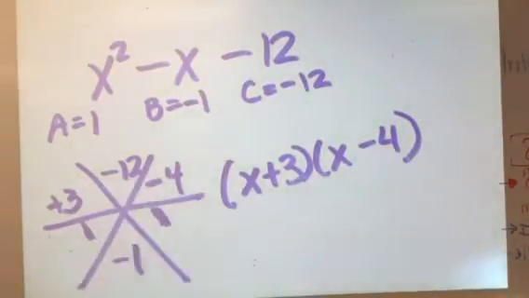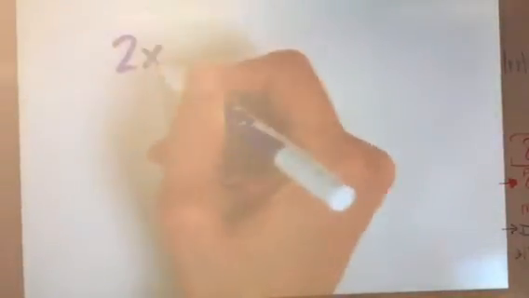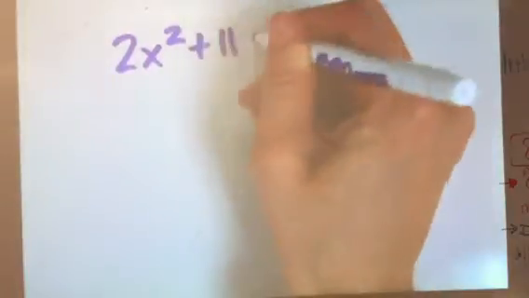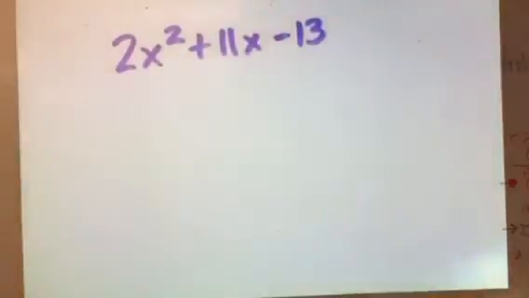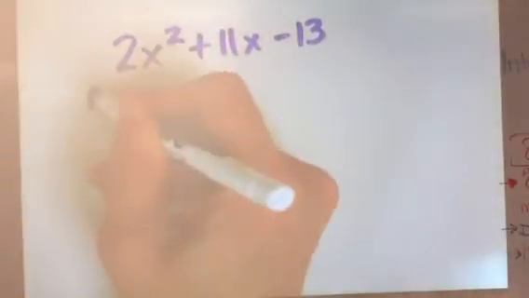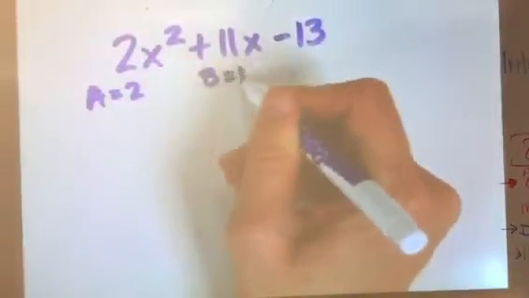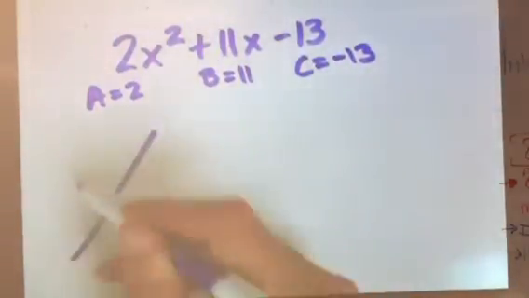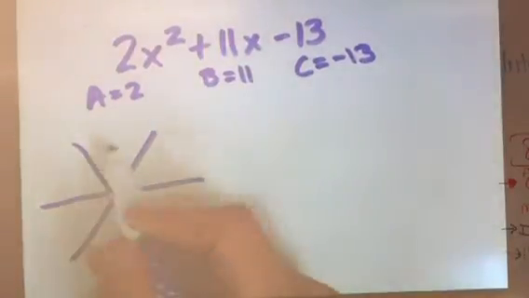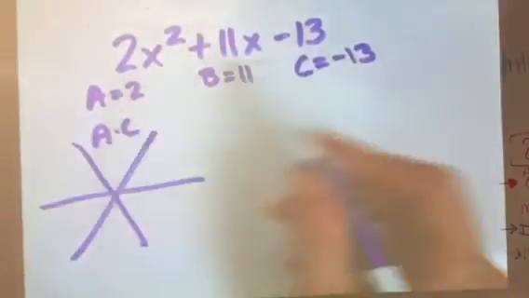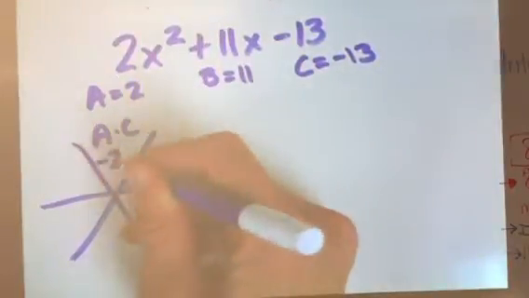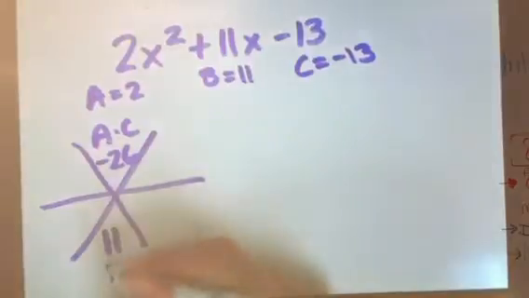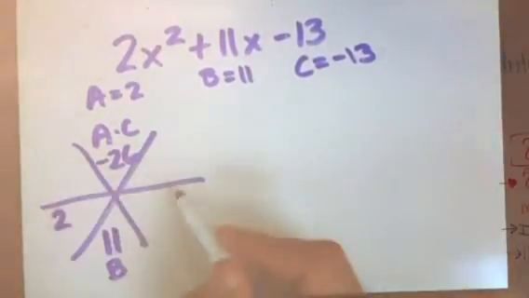This strategy really becomes helpful when you have a leading coefficient, an a value, something other than 1. Let's look at 2x squared plus 11x minus 13, for example. Here a is equal to 2, b is equal to 11, and c is equal to negative 13. So when I create my factor tree, I'm going to have a times c. 2 times negative 13 is negative 26, and b is 11. Then when we divide by a, here we're going to put divide by 2.